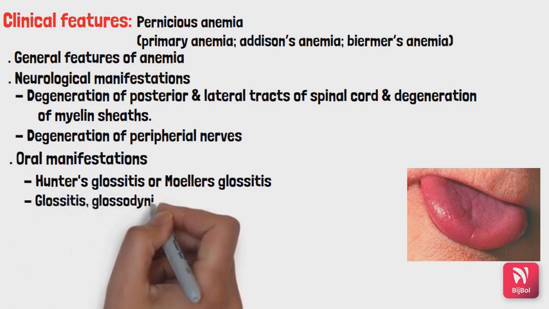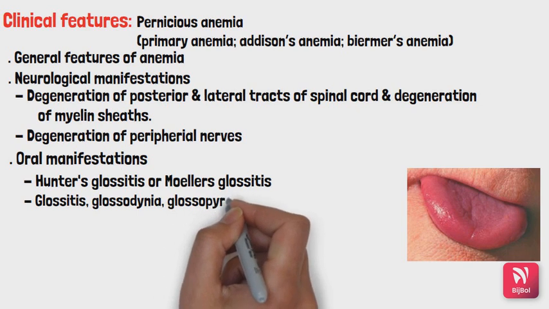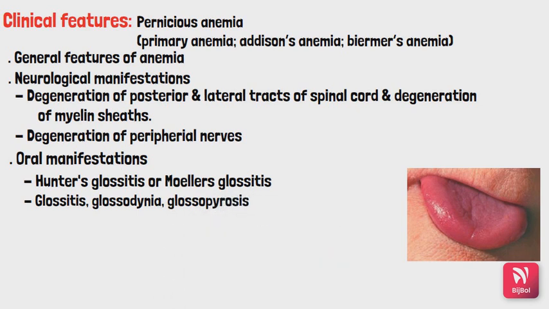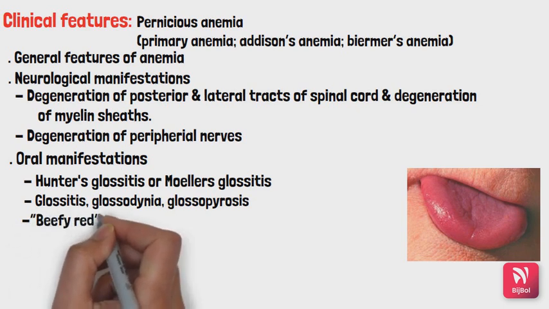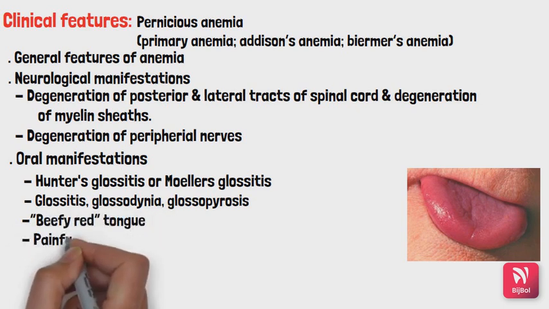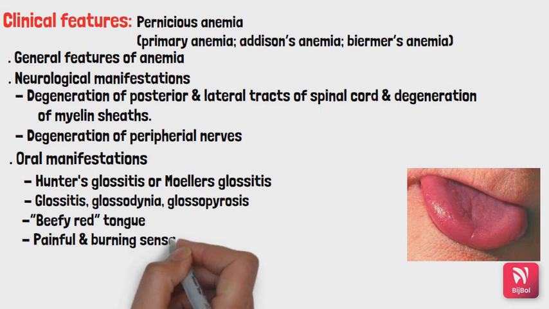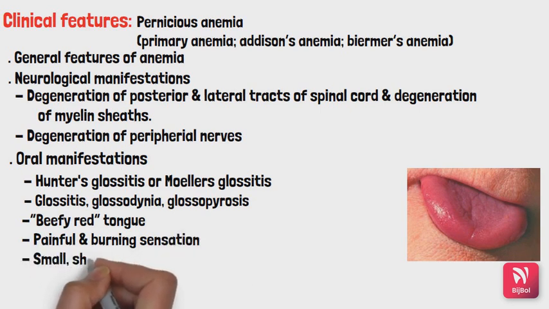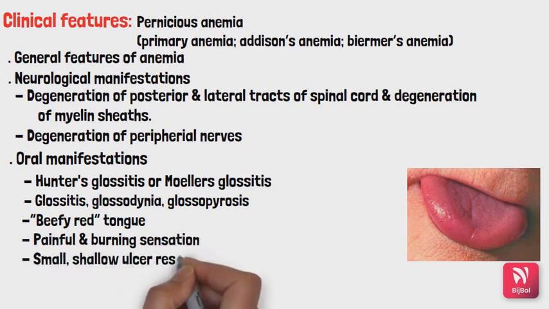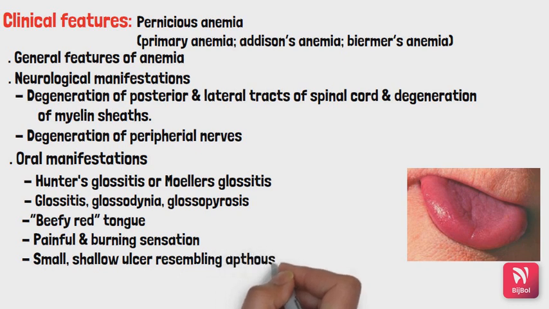And the tongue also exhibits glossitis, that is inflammation, glossodynia, that is painful tongue, and glossopyrosis, that is burning sensation of the tongue. As I told you, beefy red tongue, it will be painful and have a burning sensation. And the oral cavity also shows some small shallow ulcers resembling aphthous ulcers. So these are the various clinical features that are seen in pernicious anemia as well as megaloblastic anemia.